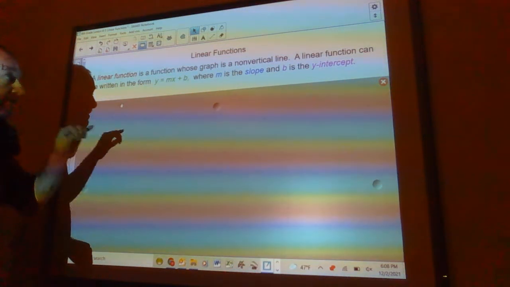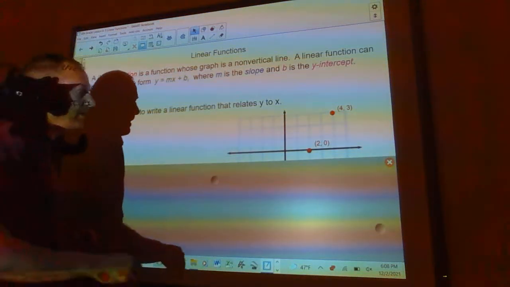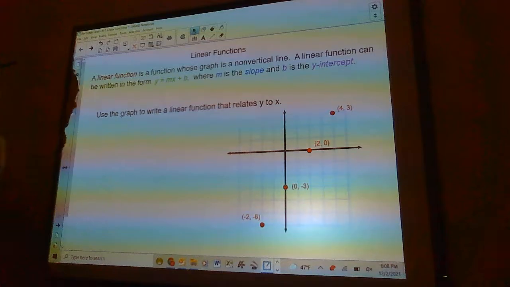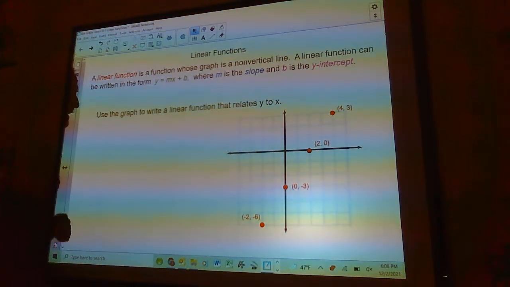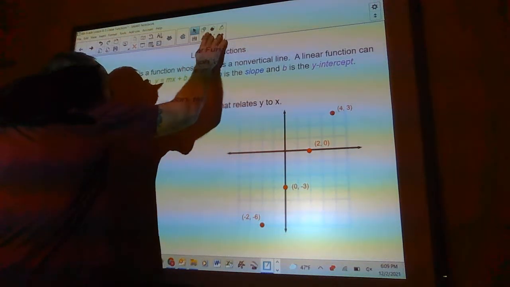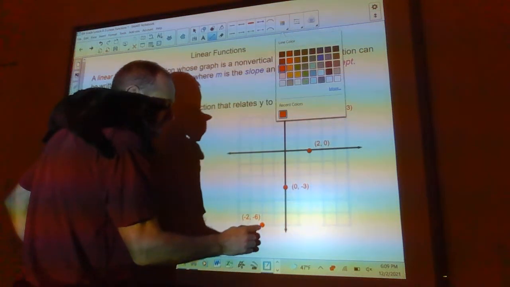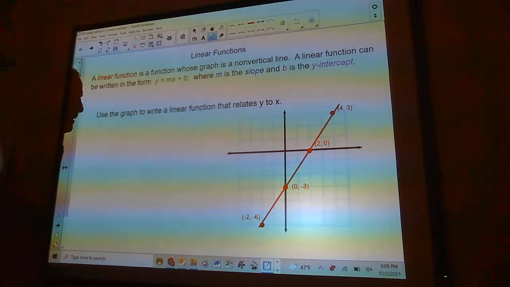Got a little bit ahead of ourselves here, but here we are going to use the graph to write a linear function that relates y to x. So we've got these 4 points that are on our graph right here. And we can put a line through those just like that. Okay, and we want to write an equation for that.